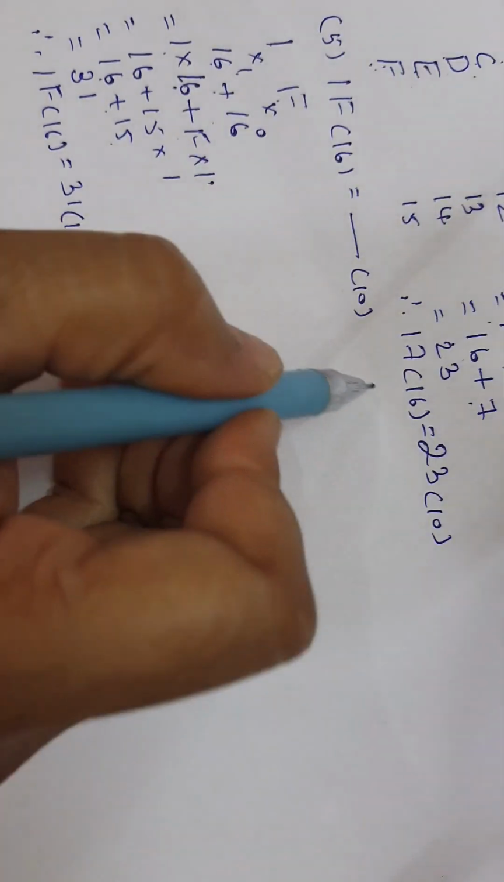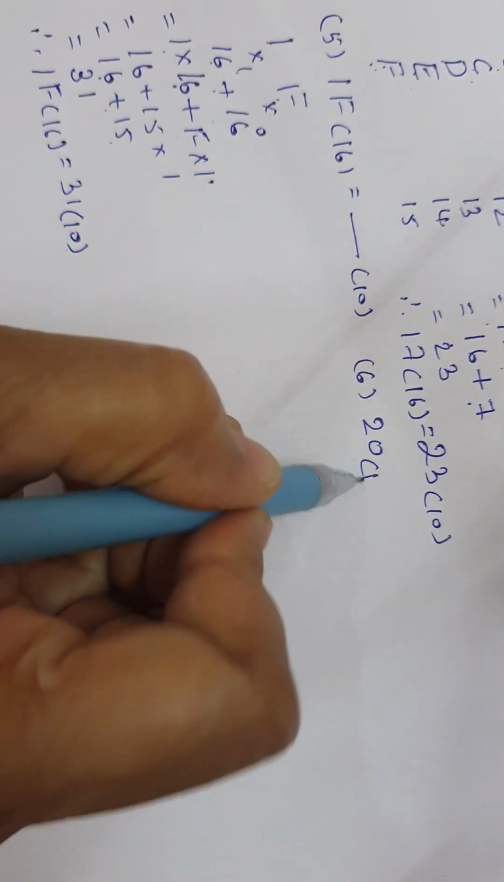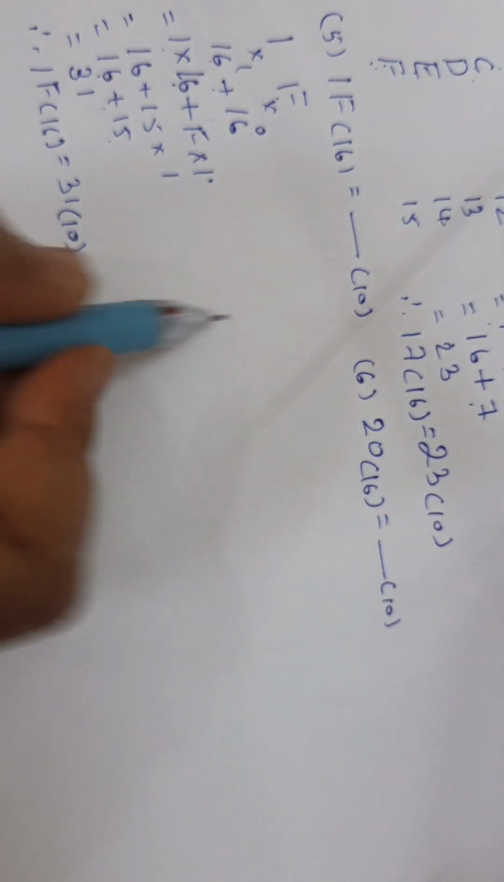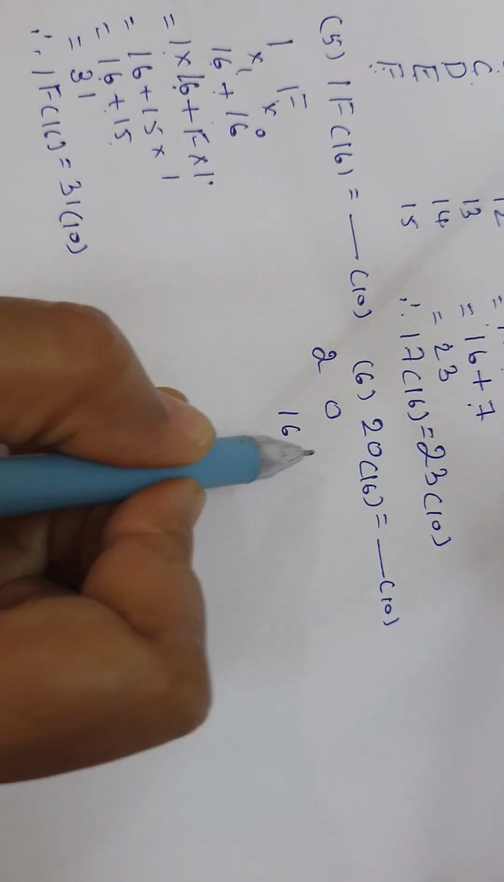Okay. So next, the sixth example we shall take: 20 in hex is how much in decimal? Take the number 20. Take weighted values for each place.